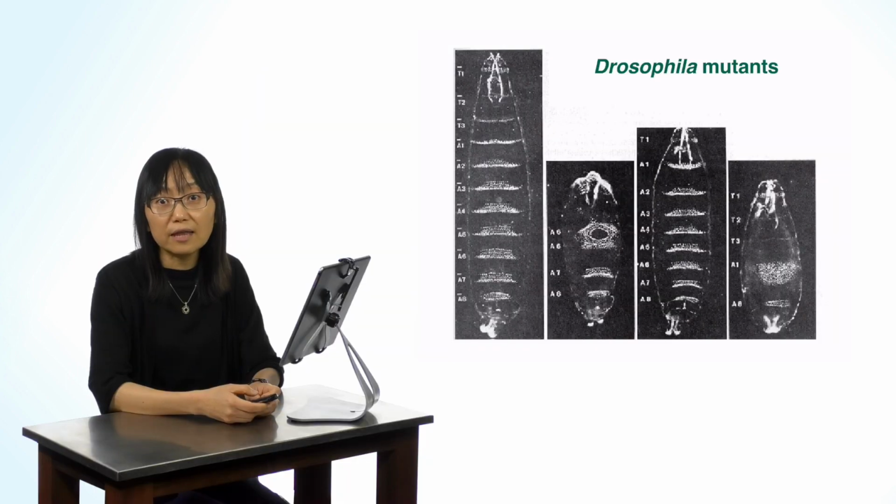The researchers generated mutants with defects in the development of these segments. They later cloned those genes that are responsible for the mutant phenotypes. Their work let us understand that the body plan is established by tightly regulated sets of transcription factors and signaling molecules produced by the mother and the embryo itself.